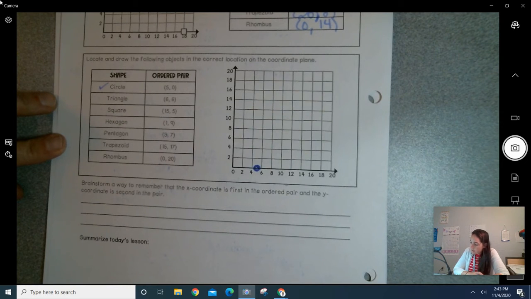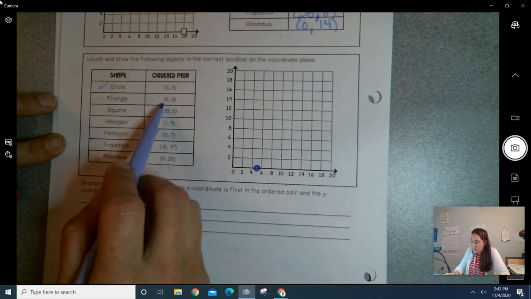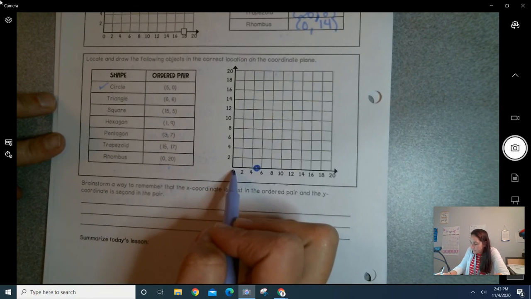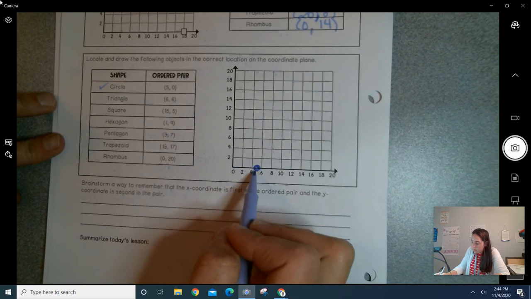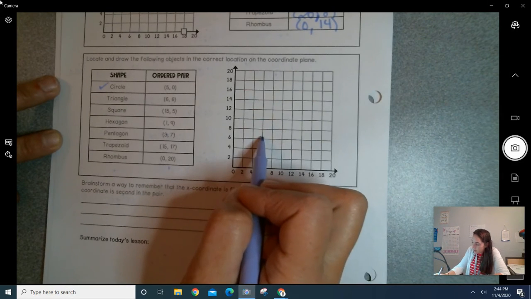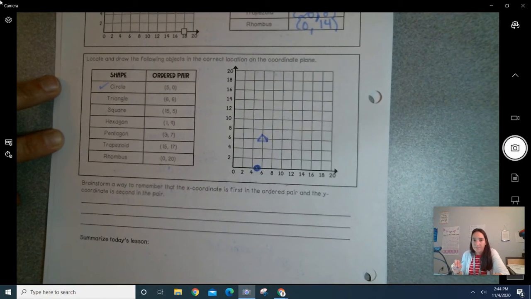The next one I'm supposed to draw is a triangle, and the triangle has to go at the point 6, 6. So we start at 0, and remember the first number is how far I move horizontally, so I'm going to move to 6 horizontally, and the second number is how far I move vertically, so I need to move up to 6 vertically, and that's where I put my triangle, at 6, 6, after I make both movements.